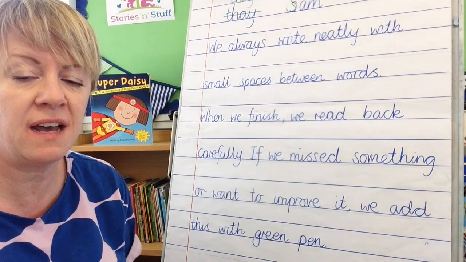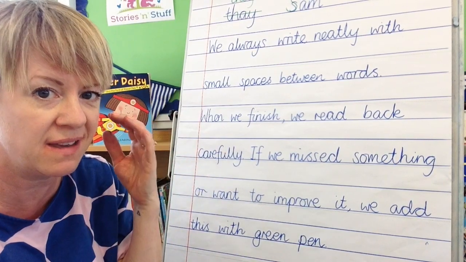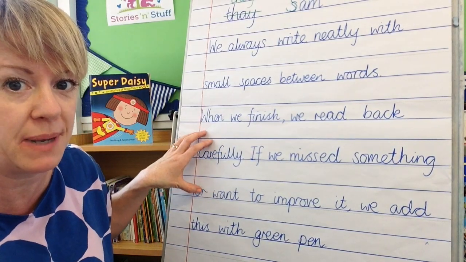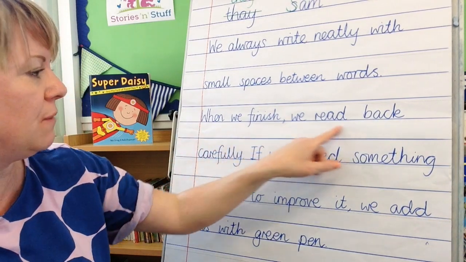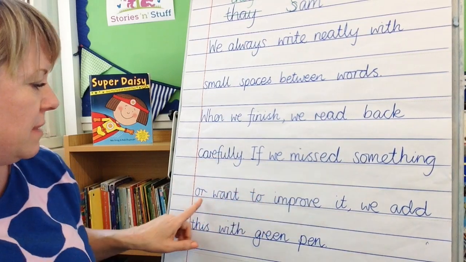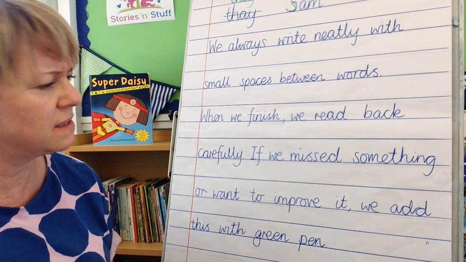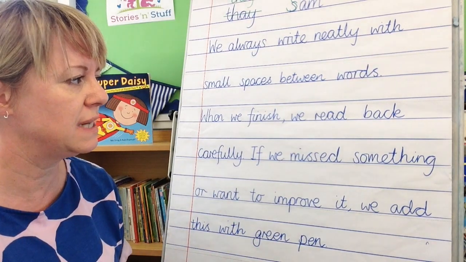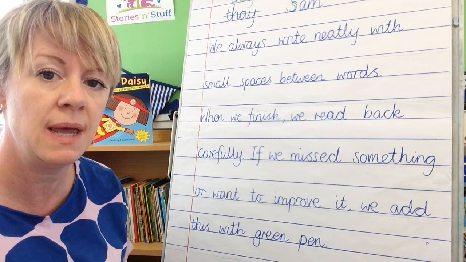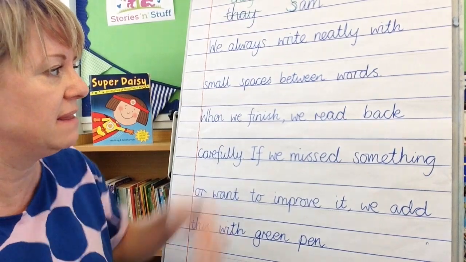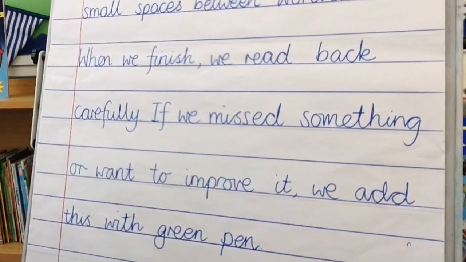What I'll do when I finish that, I will model really carefully how to read back what is actually on the page, not what I think I've written, but what I've actually written on the page. This is really important. So if we read it back together, we'll spot some errors. When we finish, we read back carefully. If we miss something or want to improve it, we add this with green pen. Some of it doesn't sound quite right. So I'm going to show the children now how to correct those errors. If I've missed out a word, I want to add one in, I'll show them how to do that with the green pen. And I'll explain this is why we miss every other line, so we've got that room to make those corrections.